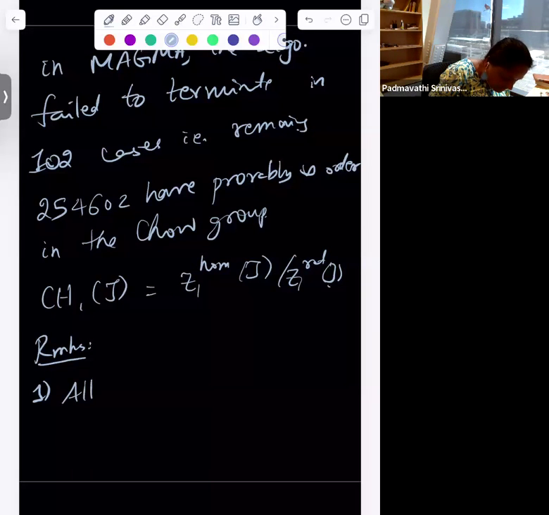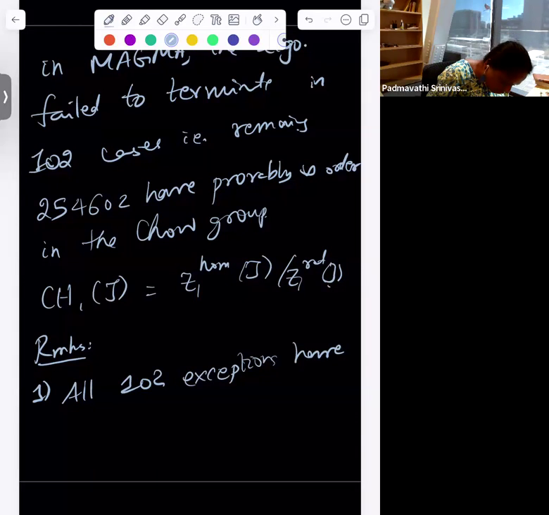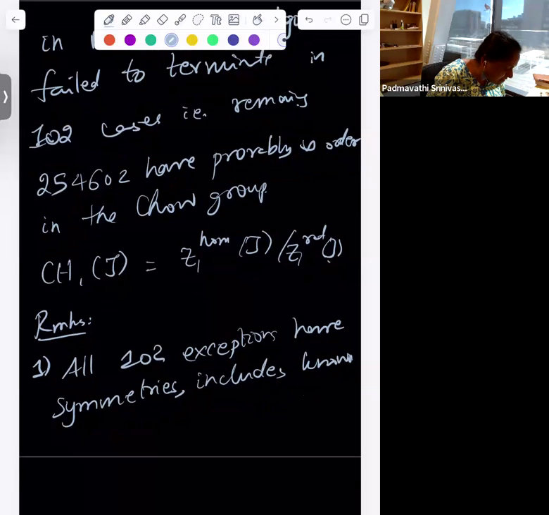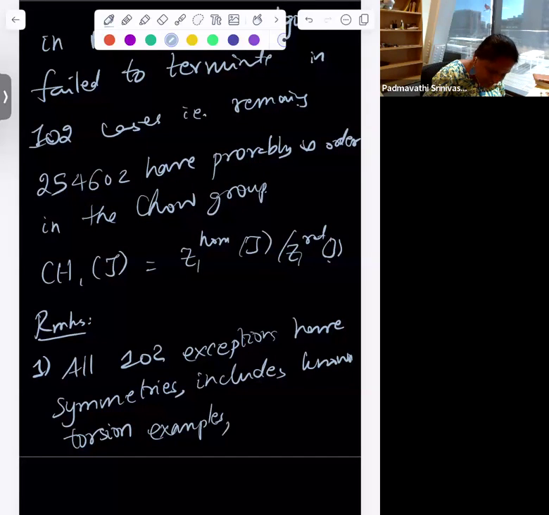What we did notice is that all 102 curves were somewhat special. They all had additional automorphisms. Most of them had a Klein 4 group acting on them. All of these have symmetries. And as a good sanity check for our code, it included some of the known torsion examples that we knew should show up in our code. Otherwise, there's something horribly wrong with our code if it said a torsion example had infinite order, but luckily it didn't.